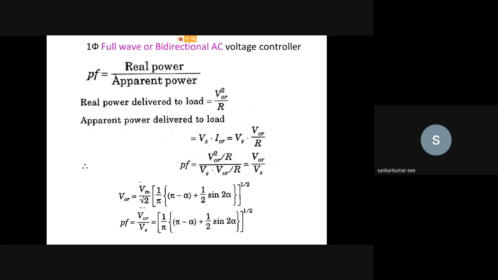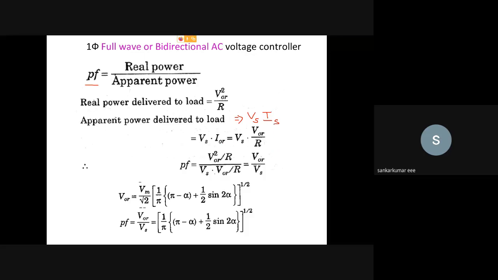Right. So the next thing we have to calculate is the power factor. We will be knowing the formula. There is a basic formula: real power divided by apparent power. The real power delivered to the load will be V naught R square divided by R, and the apparent power delivered to the load will be equal to Vs into Is, or Vs into I naught R.